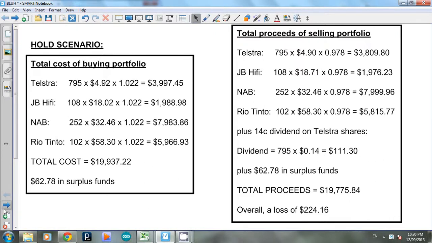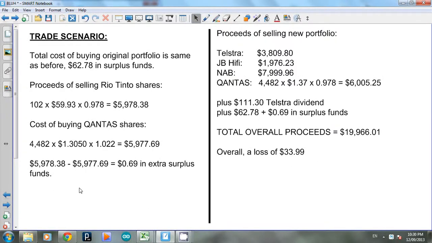That's pretty easy. Next one's the trade scenario. That's where I sold, as you saw in the last video, or the third one perhaps. I sold my Rio Tinto shares, and I used the money I made from selling them to buy shares in Qantas. And that was on the 23rd of August, and I kept those shares in Qantas along with my other 3 bundles of shares for a further week, and then sold them all on the 30th of August.